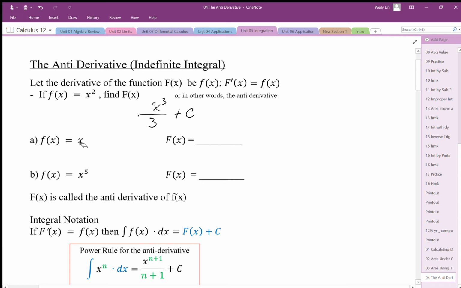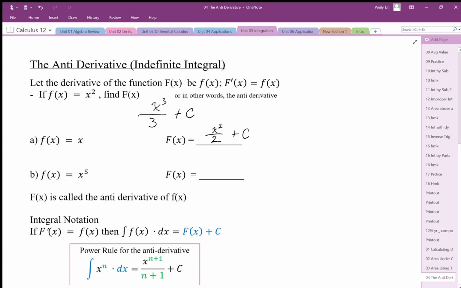So looking at x, we know the power of the antiderivative must be squared. But if I differentiate this, I get 2x. I don't want that extra 2, so I need to account for it by dividing by 2. And then because we don't know if there's a constant there that differentiates to 0, we have to account for the fact that there could have been this plus c constant.